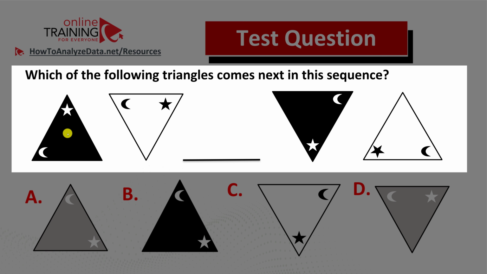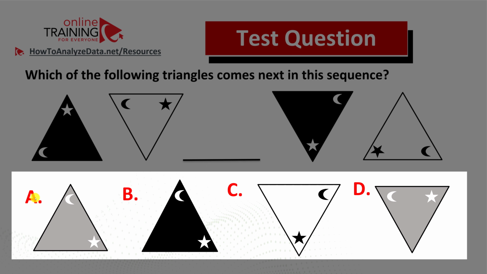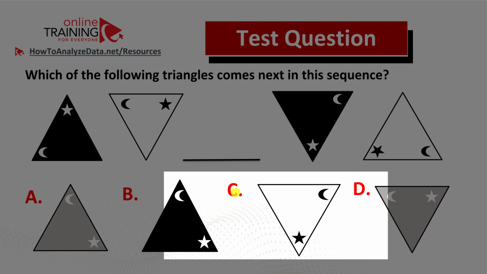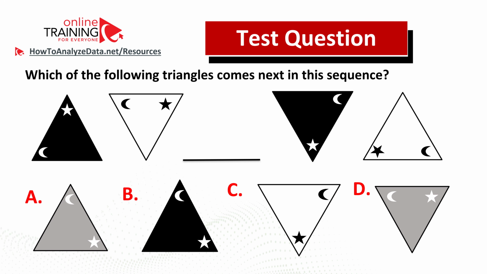You have a sequence of 5 triangles, and one triangle in the middle is missing, and you have 4 different choices to pick the right triangle. Choices A and B represented by gray and black triangles pointing toward the top, and choices C and D represented by white and gray triangles pointing to the bottom. Do you think you know the answer? Now might be the right time to pause this video to see if you can come up with the answer on your own.